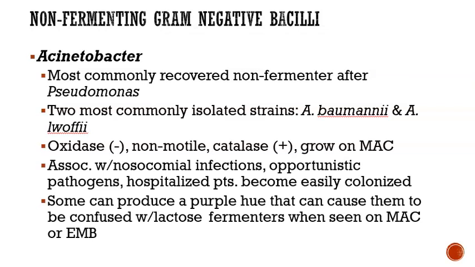population. With the increase in antimicrobial resistance seen in this organism, the clinical significance when it's isolated from the respiratory tract or urine specimens in hospitalized patients should not be dismissed. Some species or strains can produce a purple hue that can cause them to be confused with lactose fermenters if you're looking at the colony morphology on a MacConkey or EMB plate.